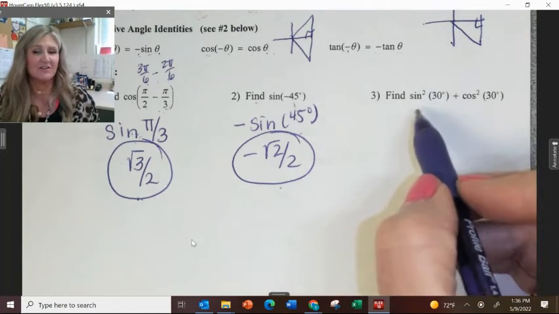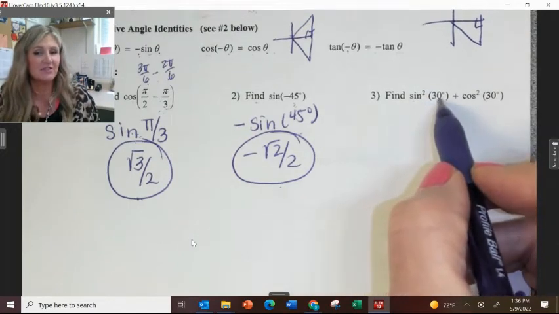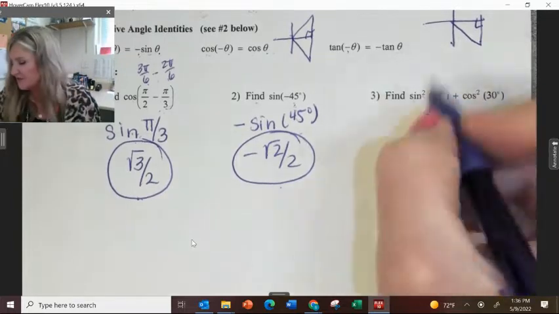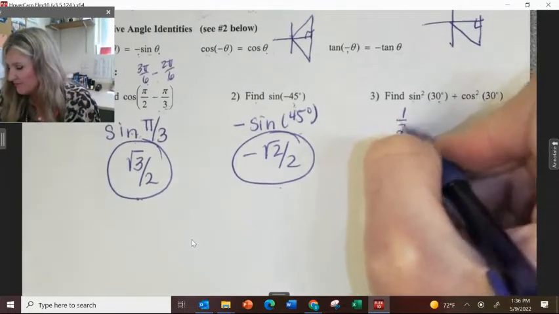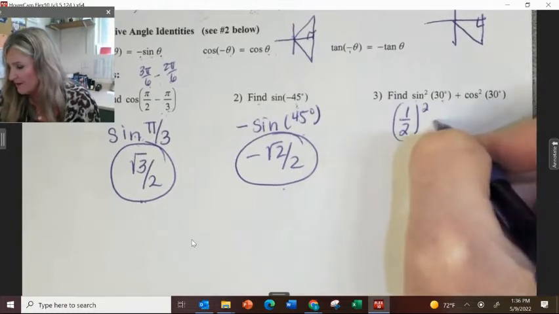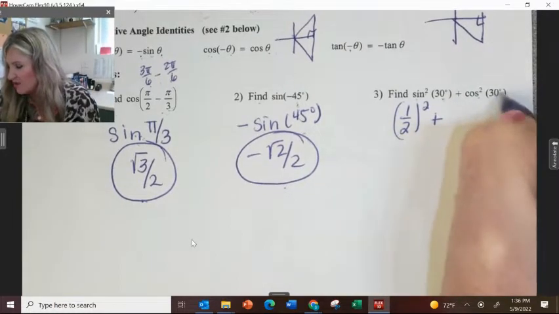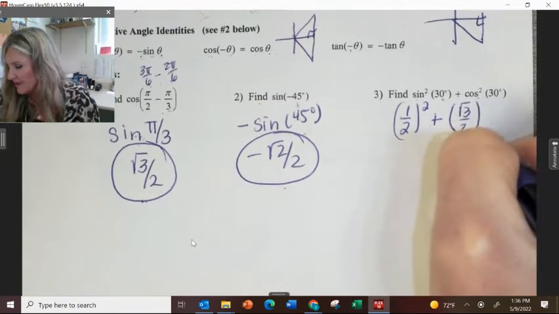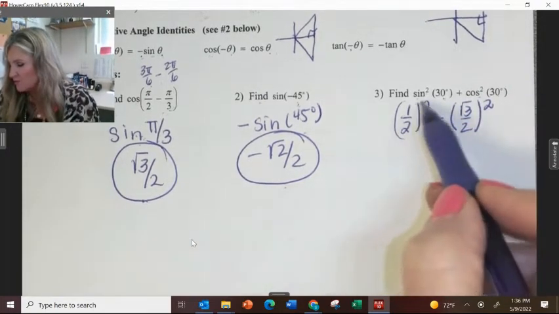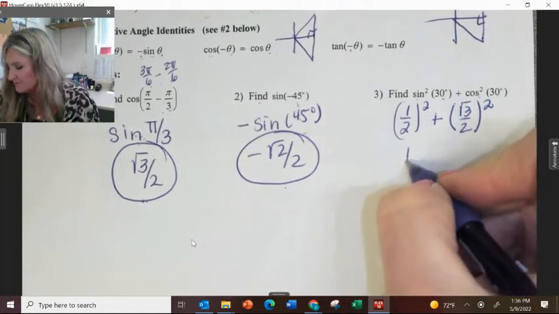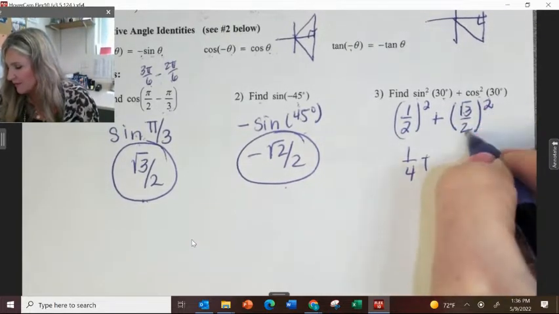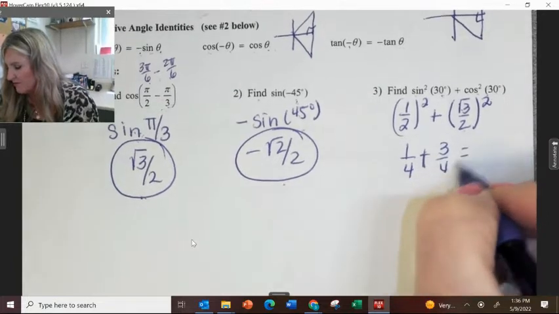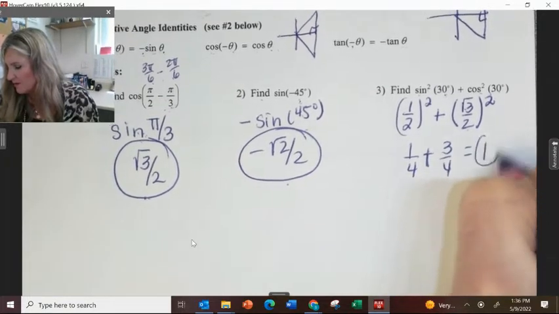We're going to do it the long way first, though. This means we have to do the sine of 30 degrees and then square it. What is the sine of 30 degrees, you guys? 1/2. Now we're going to have to square it. Plus, what's the cosine of 30 degrees? And then we have to square it. So what's 1/2 squared? What's radical 3 over 2 squared? What's 1/4 plus 3/4? 1.